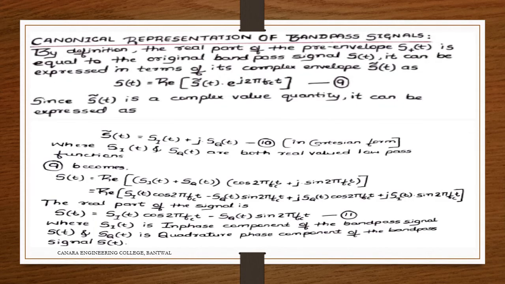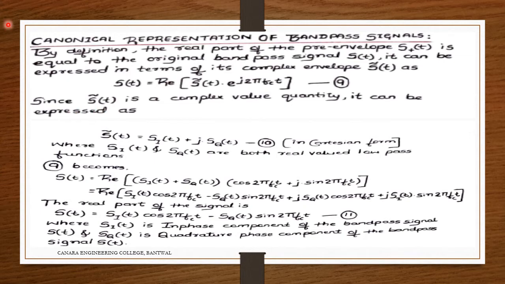First we will look into the band pass signals of the canonical representation. As per the definition, the real part of the pre-envelope S plus of t is equal to the original band pass signal S of t, and it can be expressed in terms of its complex envelope S cap of t as S of t equals the real part of S cap of t times e raised to j 2 pi fct. This is the equation, where we represent the canonical one. So here we take only the real part.